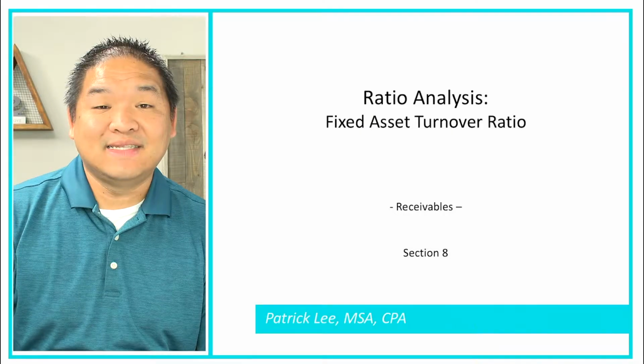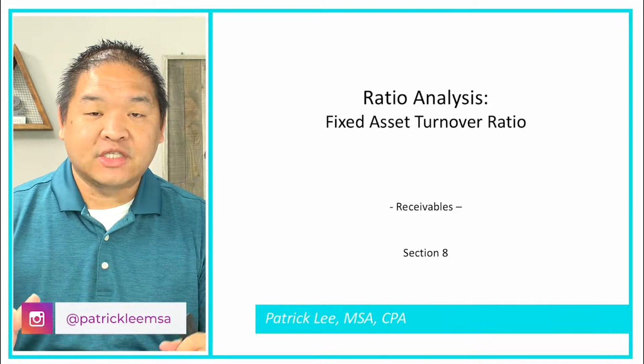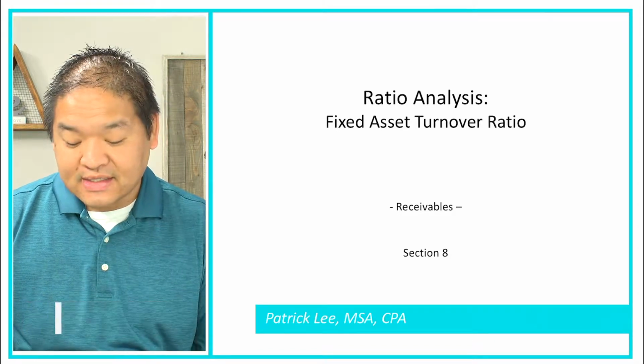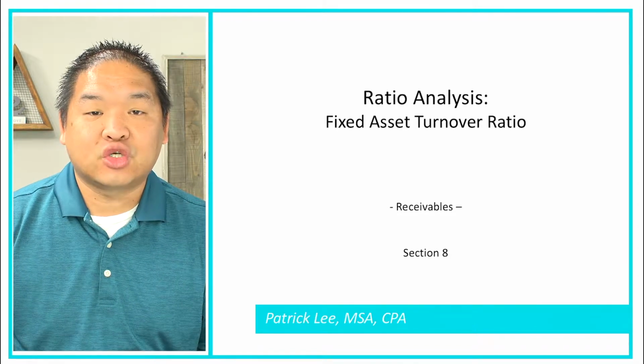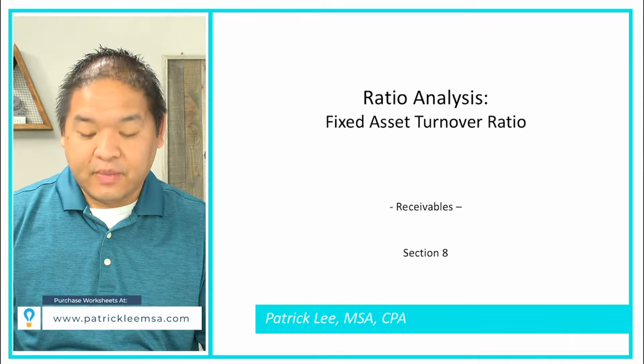All right, in this last lesson in this section, we're going to look at ratio analysis, kind of understanding financial statements from a different point of view. In this case, we're going to be looking at the fixed asset turnover ratio. So let's get started with understanding it and then doing a problem at the very end.